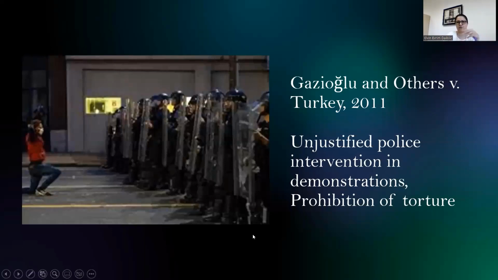It is Gazioğlu and Others versus Turkey. It's about unjustified police intervention in demonstrations regarding prohibition of torture. The applicants in this case are four Turkish nationals who live in Istanbul. In October 2003, they took part in a demonstration against the war in Iraq, which was dispersed by police officers. The applicants were arrested and taken into police custody, where they remained until their release the following day.